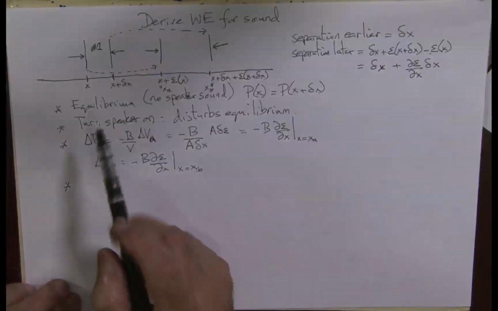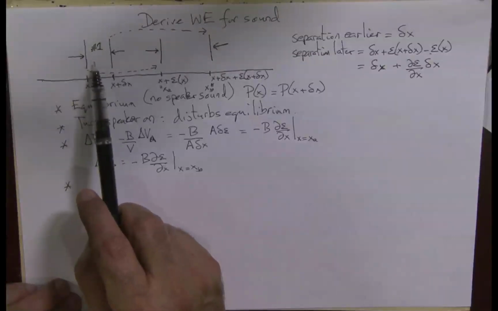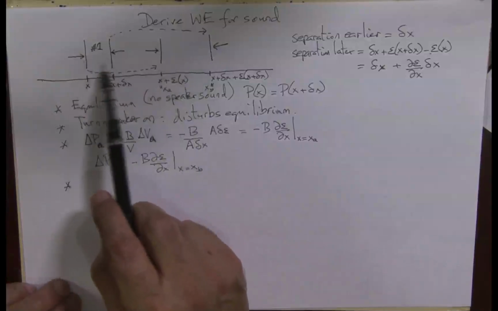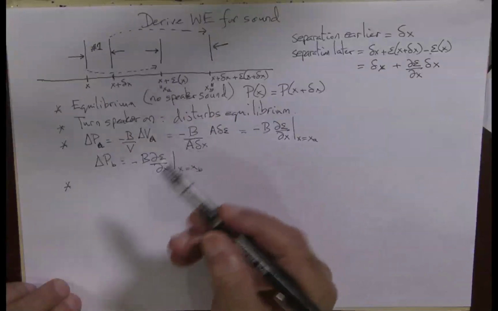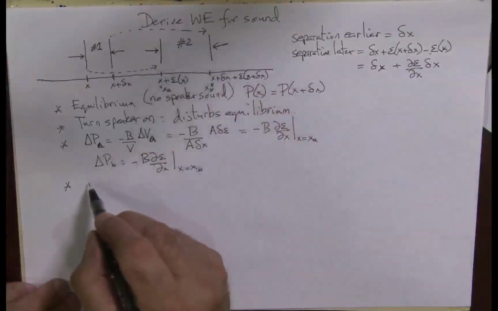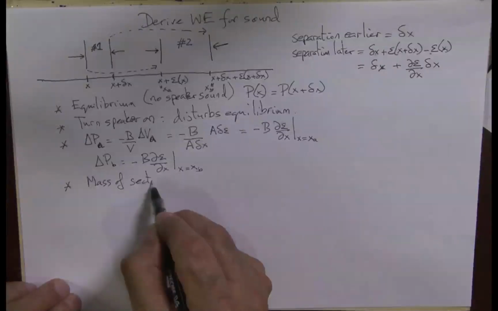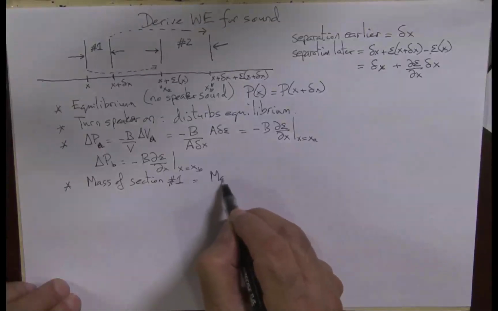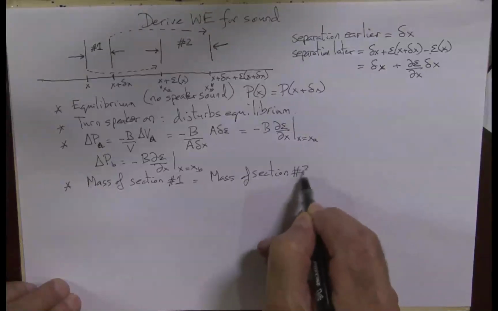Now, here's an obvious fact: all the molecules in here and all the molecules in here, if we add up the number of molecules in here and the number over here, their numbers will be equal, and so therefore their masses will also be equal. So if we call this section 2, the mass of section 1 is obviously equal to the mass of section 2.